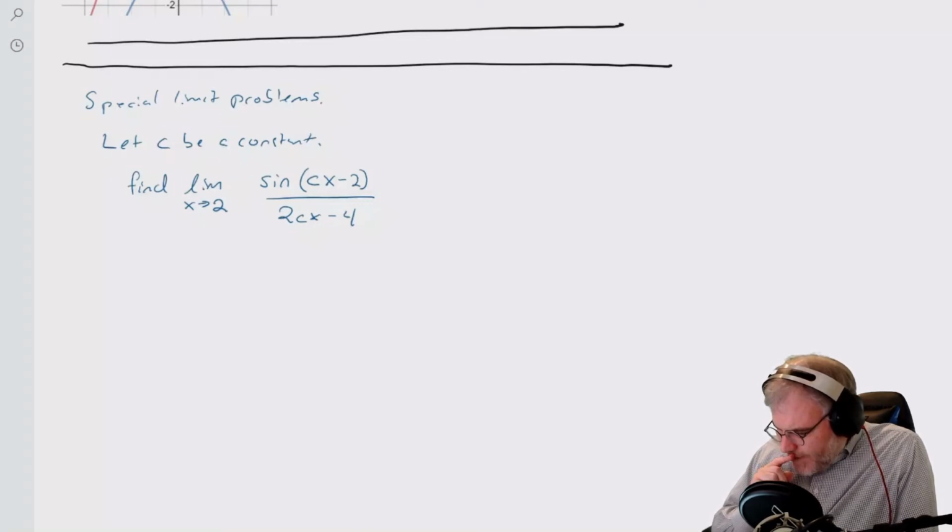Is that going to do it for me? No, because that's going to depend on C. Hold on. Let's just do this. Sine of x minus C over 2x minus 2C is the limit as x goes to C.